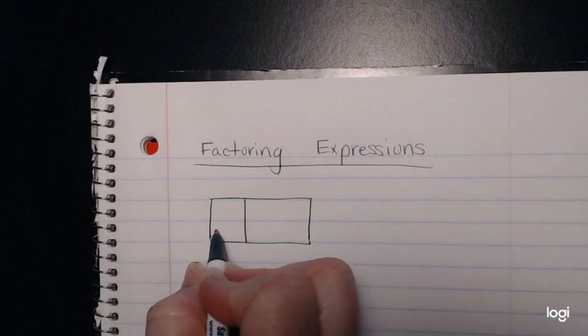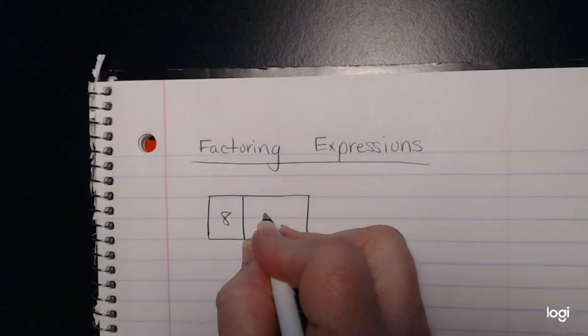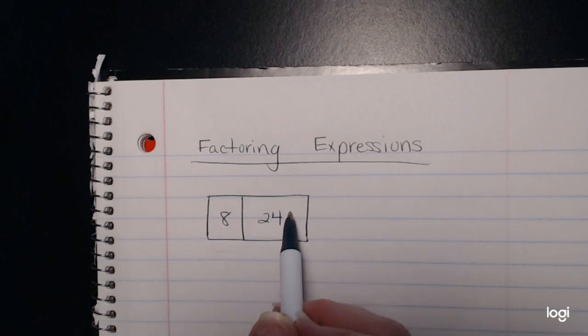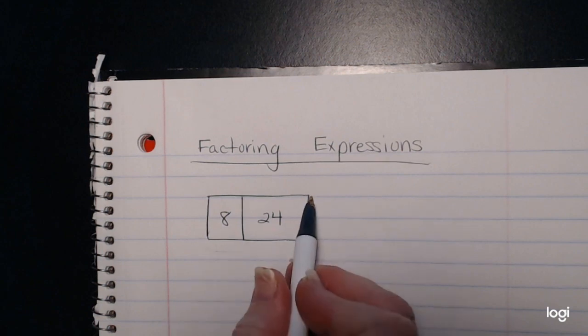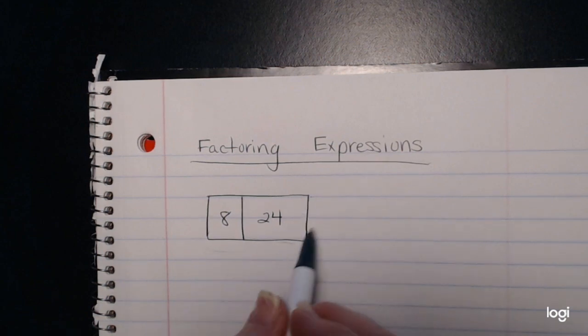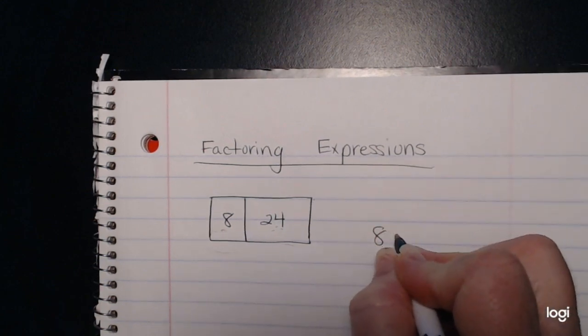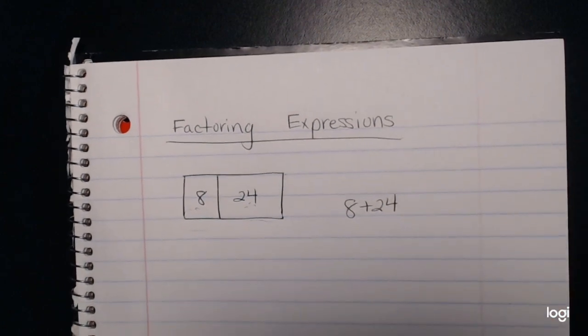I'm going to tell you that the rectangle over here to the far left is 8 units, and the larger one is 24 units. Now we know in order to find the area of this, we would take the base or the length times the height. Well, we don't know what those are, but we can always add these two together. So over here, we're going to write 8 plus 24. Just write the expression, don't solve it for me.